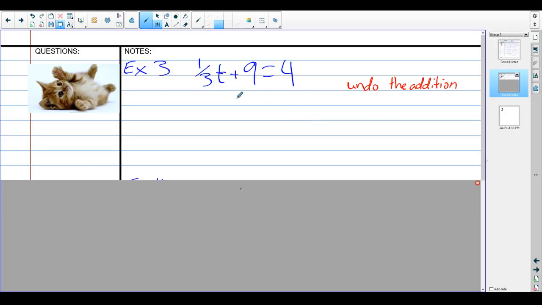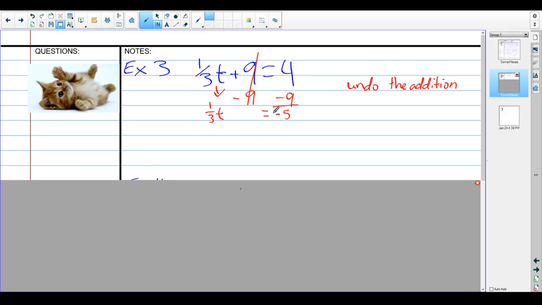So to undo plus 9, we do minus 9. And whatever we do on the left-hand side, we have to do on the right-hand side. So these will cancel out. And then 4 take away 9. So different signs, so we subtract. 9 minus 4 is 5. And then since 9 is greater, we keep that sign, which is negative. On the other side, we didn't do anything with 1/3 t, so we're just going to rewrite it. We have 1/3 of a number equals -5.